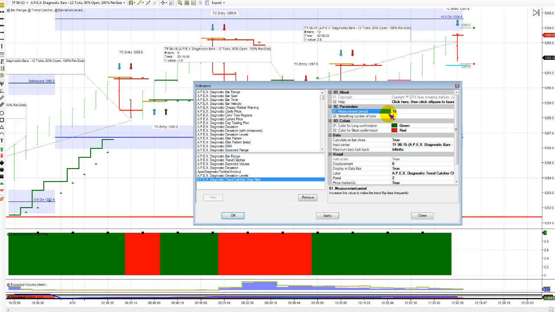The number needs to be at least 2 times the period you use in the trend catcher itself. Okay? And the trend catcher itself can only use a period of 7. So that's why it's a minimum of 14. Okay? And for this to work well. Otherwise, it's not gonna help filter out much. And then calculate on bar close as true.